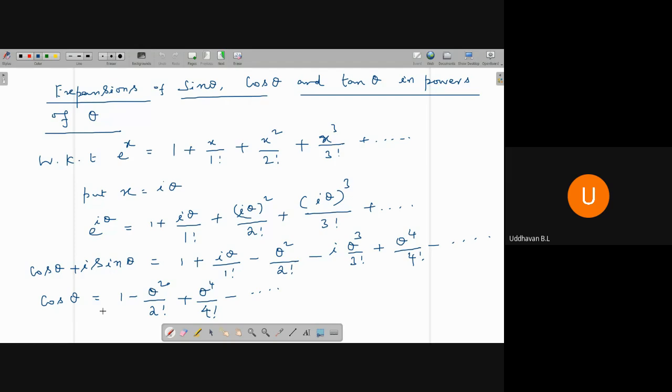Thank you, sir. Okay, so I think Uddhavan solved the homework practice problem, and he said he verified it and it is correct. What is the practice problem I gave? Find the equation whose roots are sin k pi by 7, where k equals 1, 2, 3 up to 6.